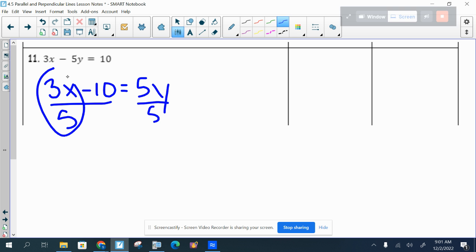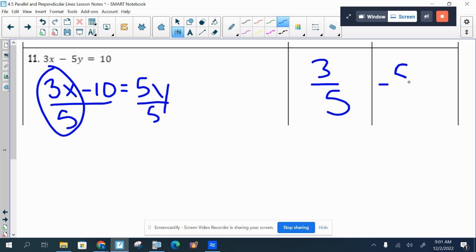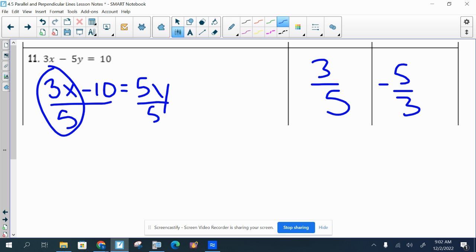So we get 3/5 for your slope and negative 5/3 for your perpendicular slope. Any questions about that? So the summary at the bottom shows you an example of parallel lines, an example of perpendicular lines, and then the next pages we're going to be writing the equations.